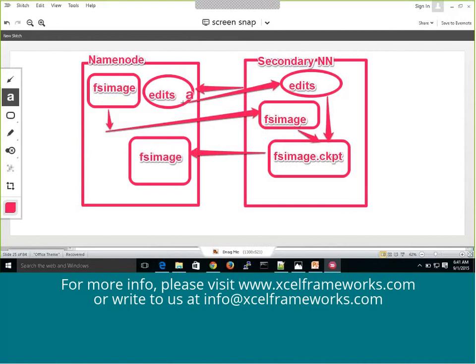Okay, while this is happening, the edits will be renamed into something called edits.new. I'll just explain this flow, guys. And this edits.new will be rolled back into the edits file.